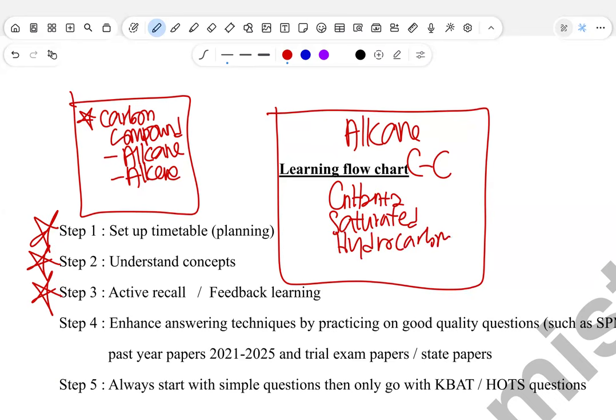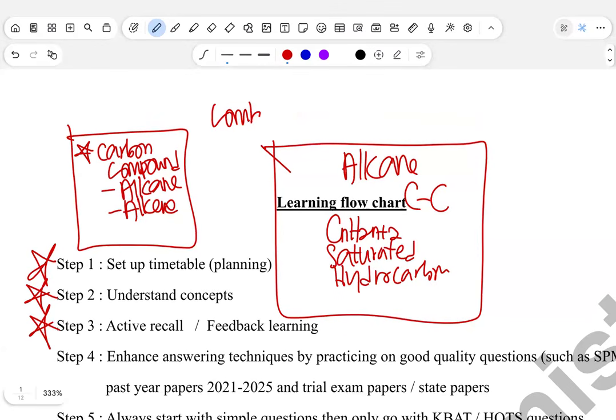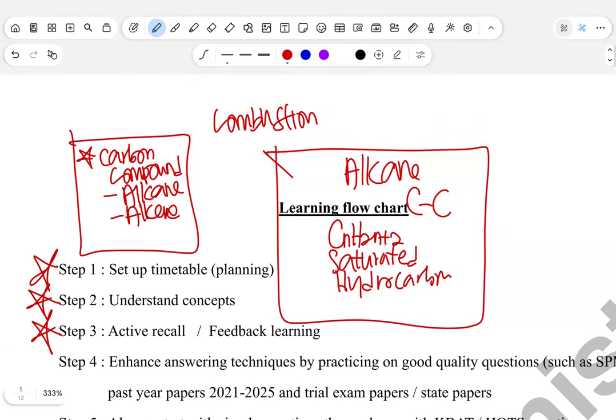Yeah, alkanes can undergo combustion. So when you burn them, you get complete or incomplete combustion.